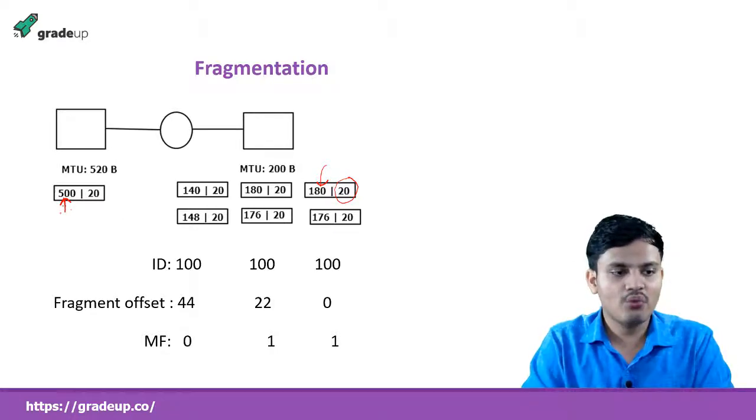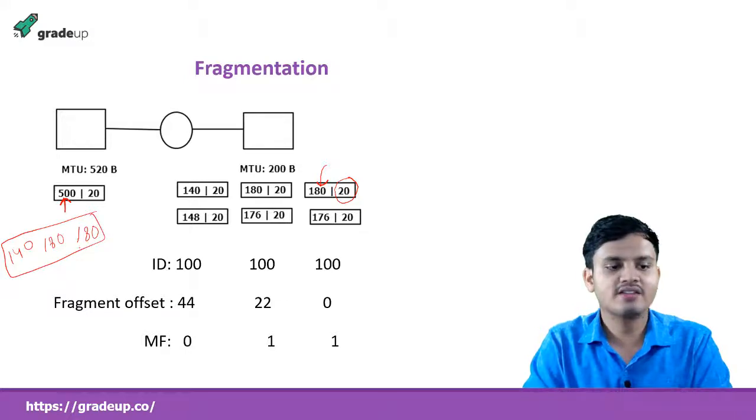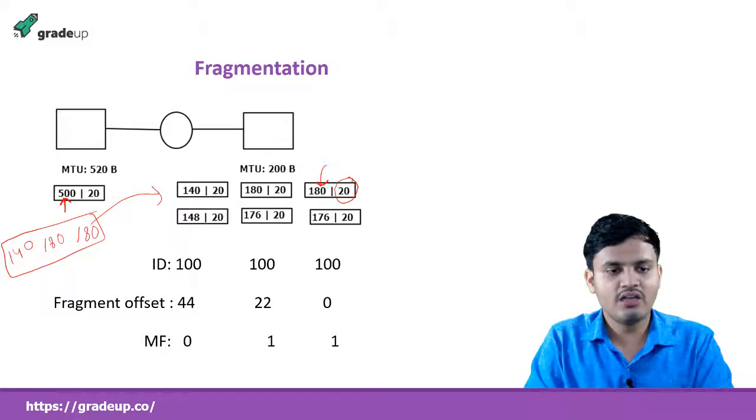So if I subtract 180 from 500, then another 180, that will be 360, and the remaining is 140. So I am able to divide my 500 byte like this and send it like this. Okay, so 180 byte is sent, 180 byte is sent, 140 byte is sent. So like this I have to send, but there is a problem.